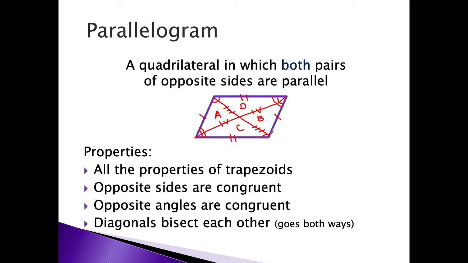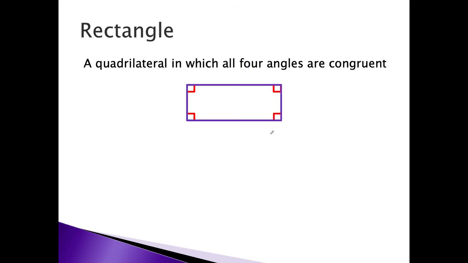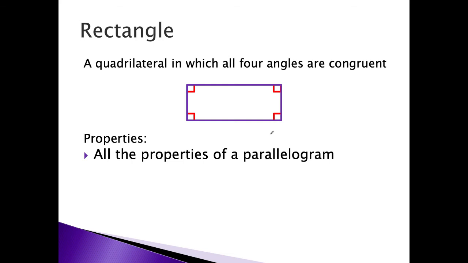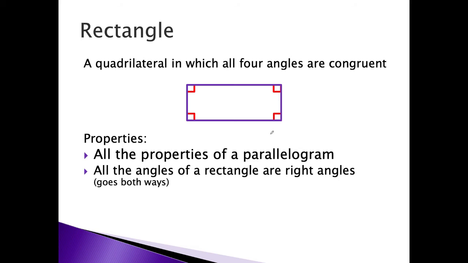All right, next, let's talk about a rectangle. A rectangle is a quadrilateral with all four angles congruent. It has all the properties of a parallelogram, so that means that it has all the properties of a trapezoid. It has additional properties in that all the angles are right angles because they're all equal. And if I have that all the angles are right angles, then I know it's a rectangle. If it's a rectangle, they're all right angles.